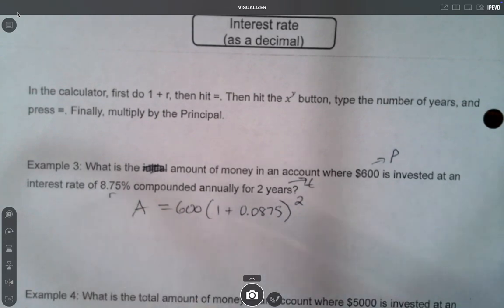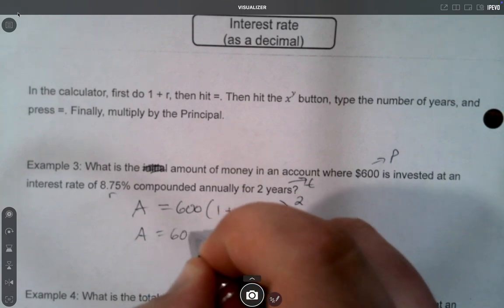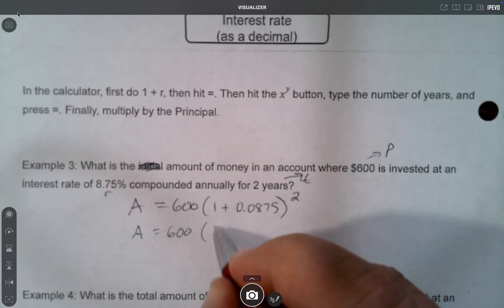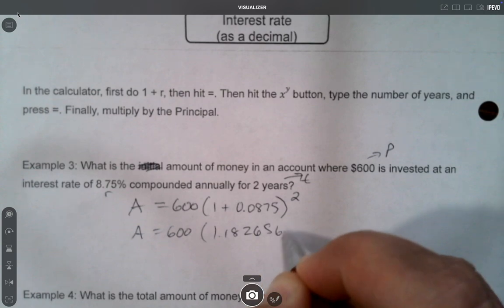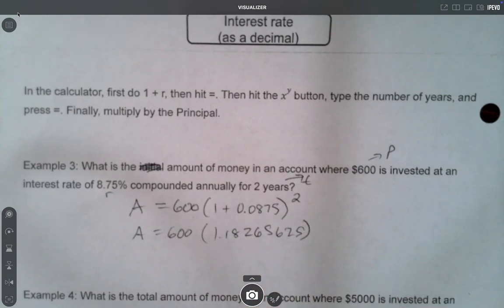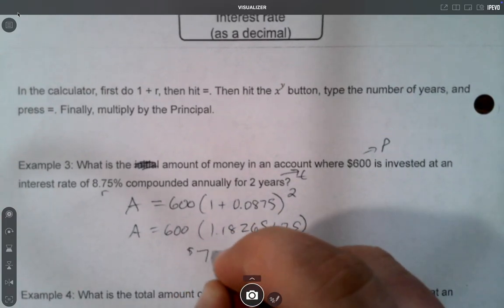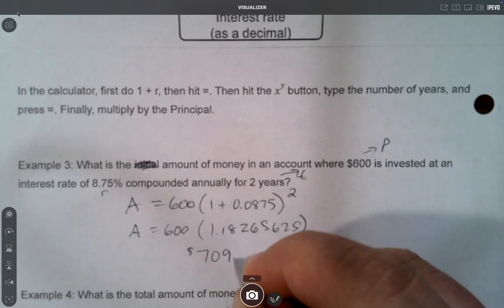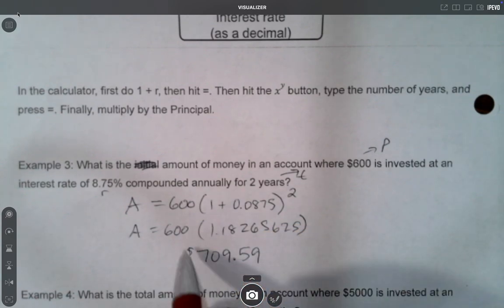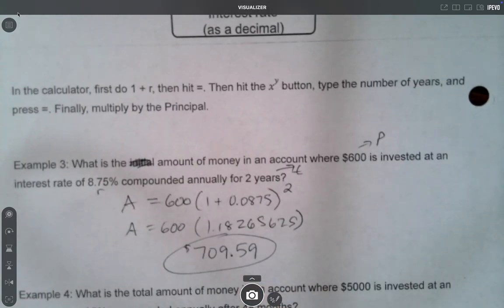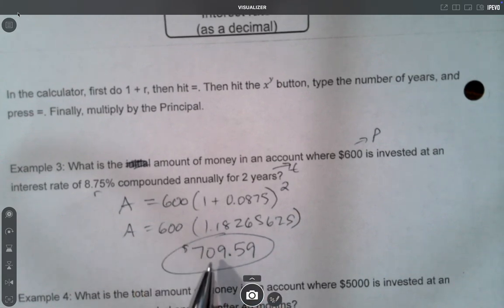So I'll go ahead and write that down. So we took care of this. This ended up 1.18265625, and so on. Then you multiply that by the principal, by 600. And we'll round to the nearest penny. So that turns out to be $709.59. Now, you can figure out how much interest that is, because we could just subtract 600 from that, and that would tell us that they earned $109.59 on that account.